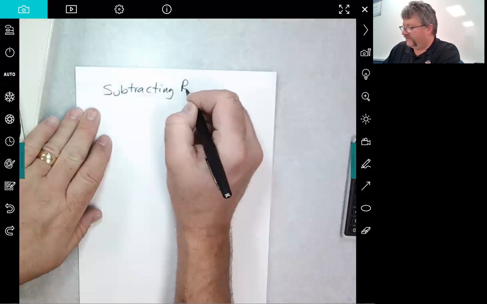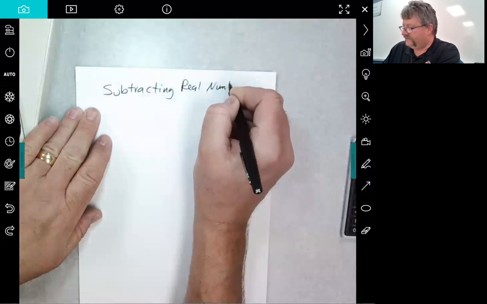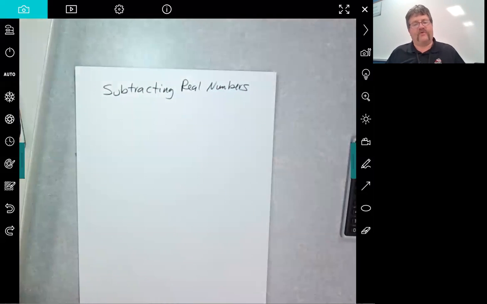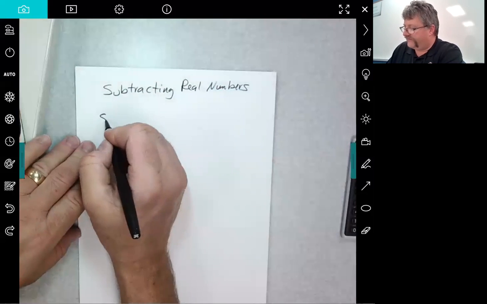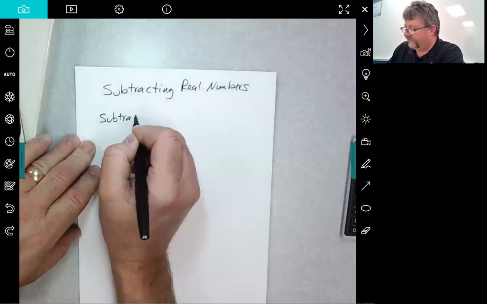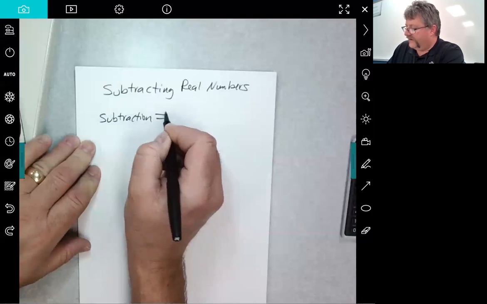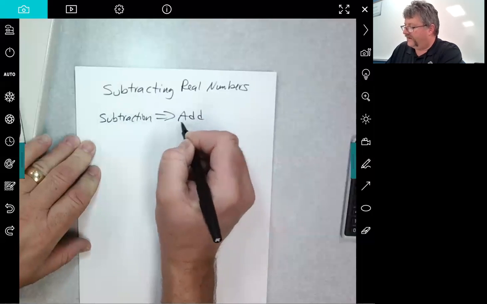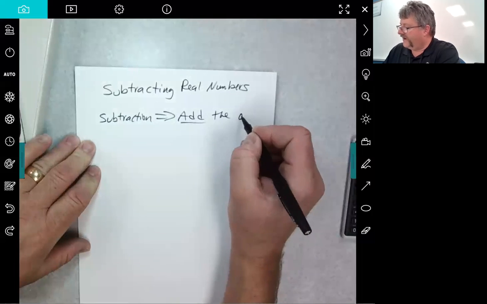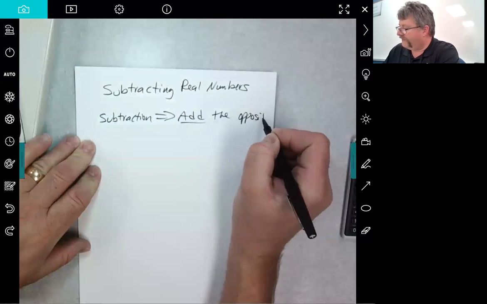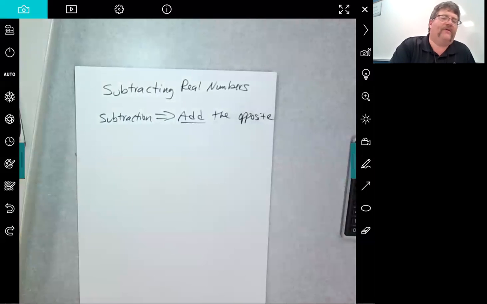Subtracting real numbers. Okay, subtraction can be thought of as adding, yeah, adding the opposite. Subtraction can be thought of as an addition.